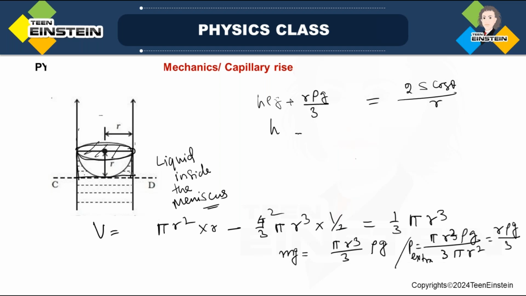So I have to find out h, isn't it? So h rho g, let us take this, equals 2S cos theta by r minus r by 3 rho g. Now you strike out rho g from here and multiply rho g there. Okay, so h equals 2S cos theta by rho r g minus r by 3. So this is how we get the correction factor when we consider the extra pressure obtained from this water in the meniscus.